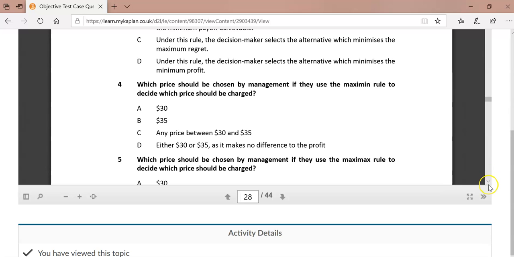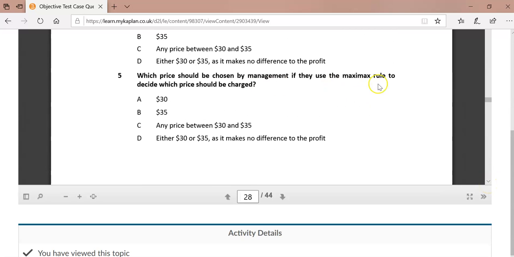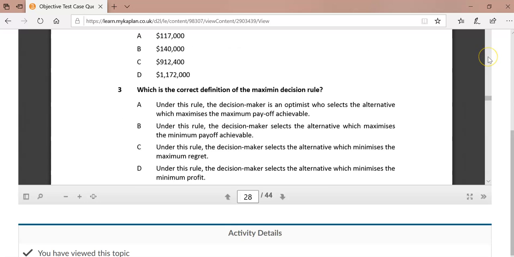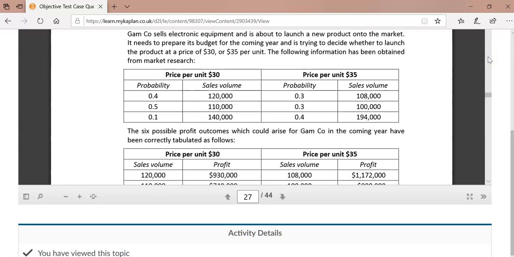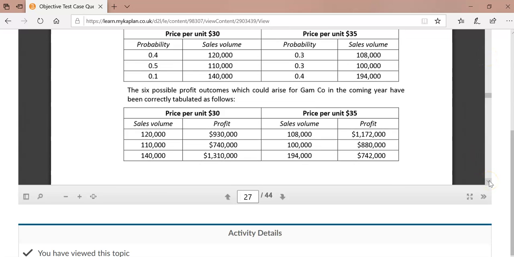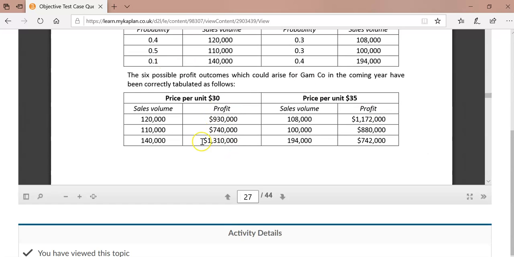Then question 5 asks, what price should be chosen if they want to use the Maximax? Well, this is also a nice one. Who's giving me the best? If I go with £30, I can get as much as 1.31 million. If I go with 35, the max I'll get is 1.172. So I'm definitely going to go with £30, because you could potentially get 1.31 million.